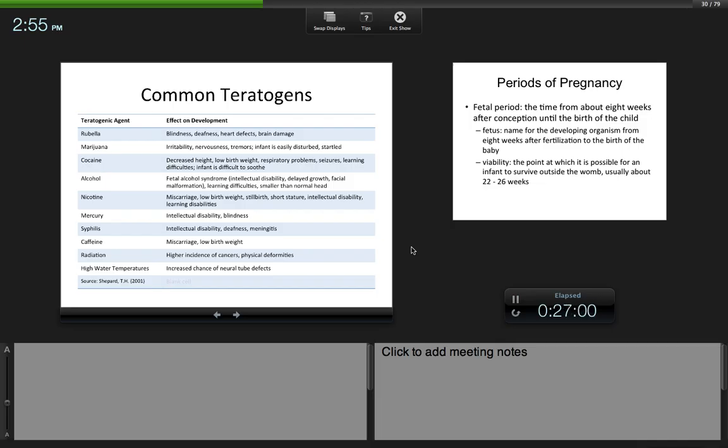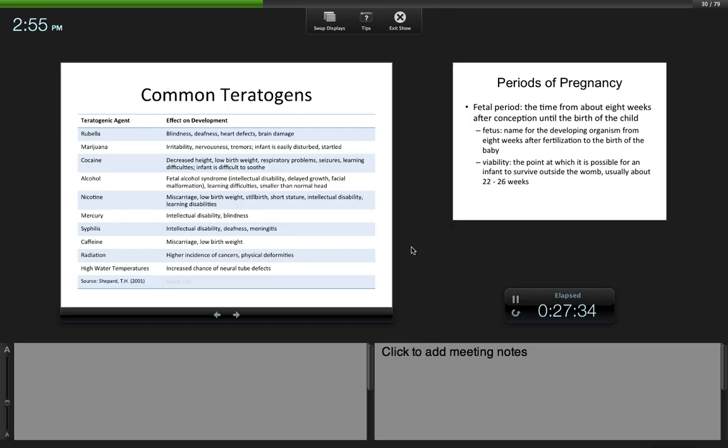Okay, so some other things, right? Rubella virus can cause blindness, deafness, heart defects, and brain damage. Marijuana can create irritability in newborns, nervousness, tremors, and causes the infant to be easily startled and disturbed by things, and oftentimes very difficult to soothe. Cocaine can cause decreased height, low birth weight in a newborn, respiratory problems, seizures, learning difficulties in life, and the infant is, here again, difficult to soothe.